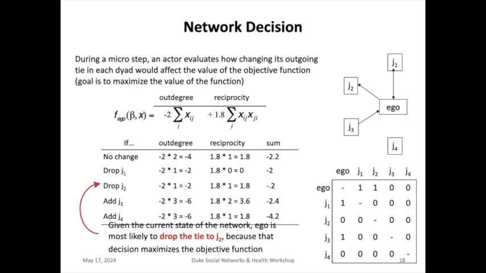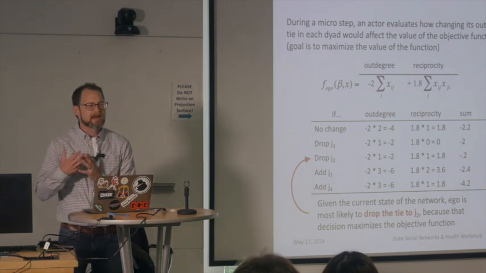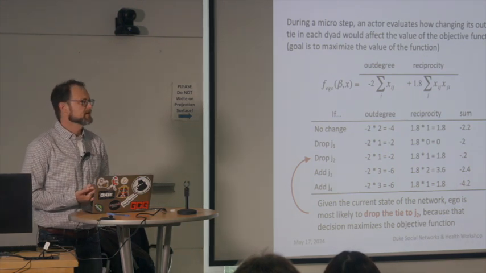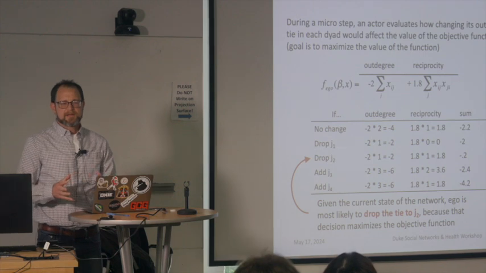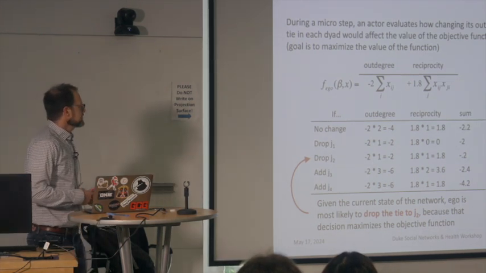All right, so what does that look like? Because this is where it starts to really get somewhat different from other modeling. So again, we're taking an actor-oriented perspective here. Okay, so during estimation, actors are randomly chosen to change their ties.